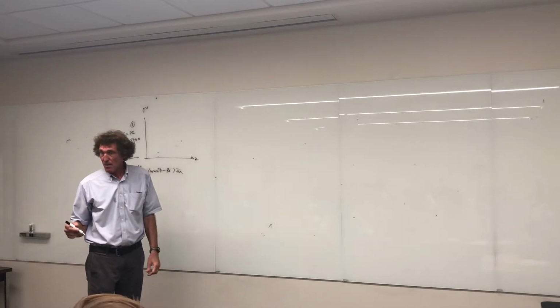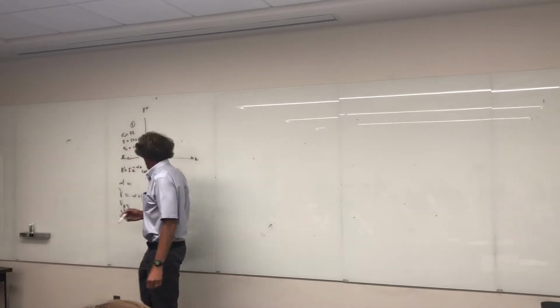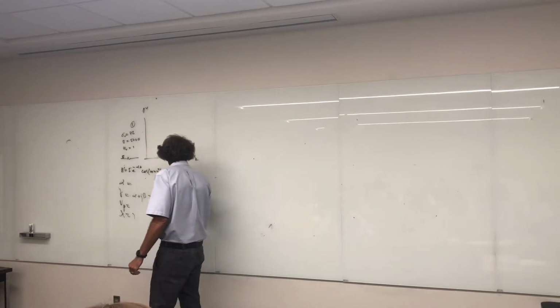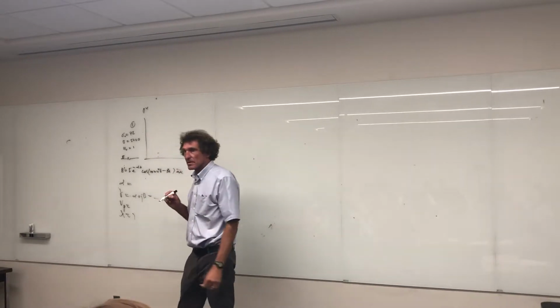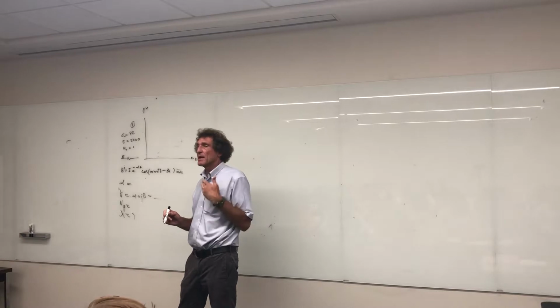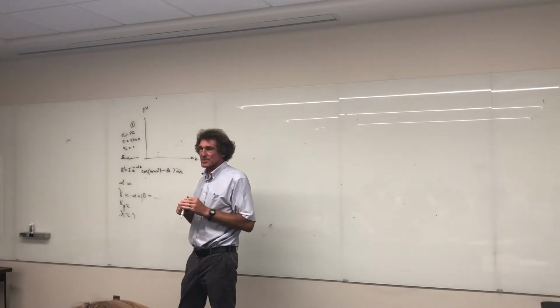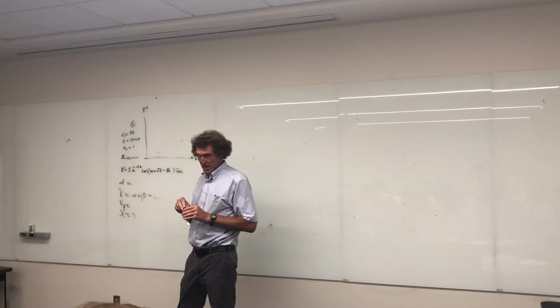What's the direction for E? E is oriented in the a_x direction. That's supposed to be an x. If you can't read my writing, let me know. I'm not sensitive about comments and criticisms. They help me.